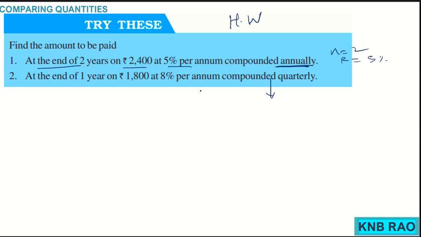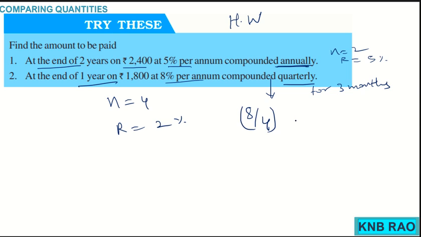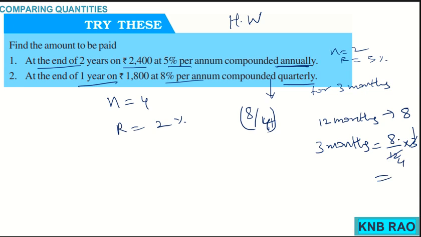But compounded quarterly. Here quarterly means what? Quarterly means for every 3 months. So, there are 4 quarters in a year. So, for 1 year, quarterlies are 4 in number and rate of interest 8% per annum becomes 2% per quarter because 8 by 4. So, 4 quarters for 12 months rate of interest is 8. For 3 months rate of interest will be 8 by 12 into 3, 3 ones are 3, fours are, so 8 by 4 is 2%. So that's how this 2% comes.